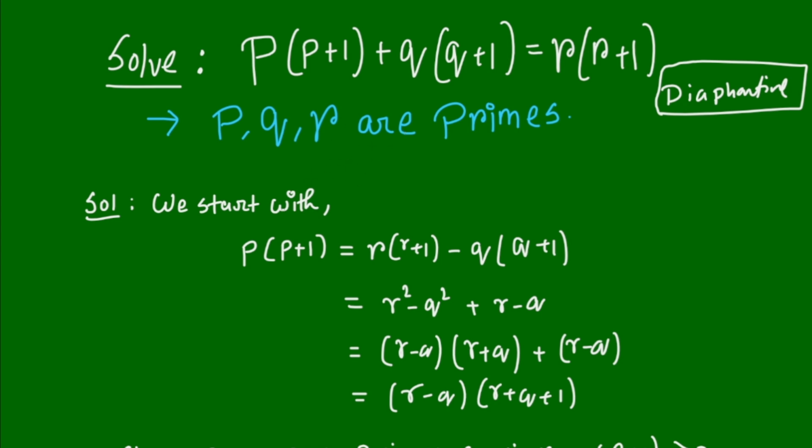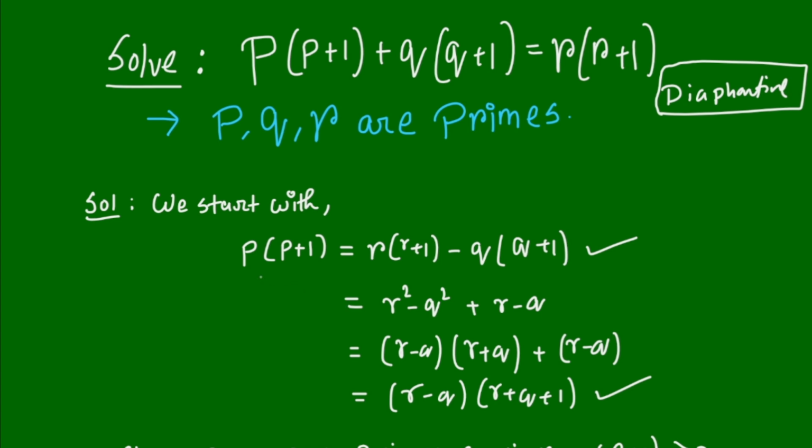So we start with factorization, because in number theory you should always try to look for factorizations. Once you turn an equation into a factorizable form on both sides, you can then equate the factors based on some condition or the other. Otherwise it is very hard to even proceed with the problem. So p(p+1) = r(r+1) - q(q+1), and then you can simply break it like r² - q², and then take the common r - q out of it to get this expression.